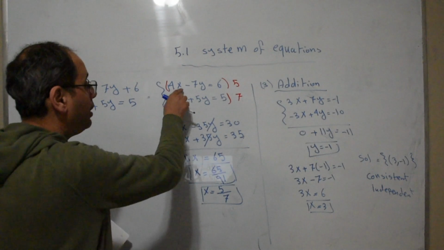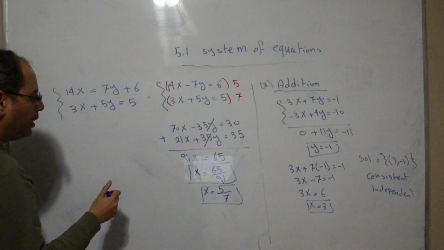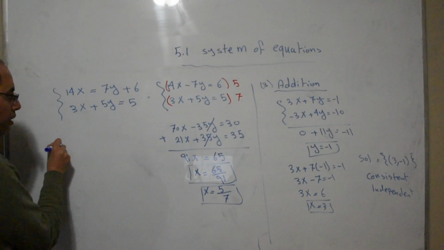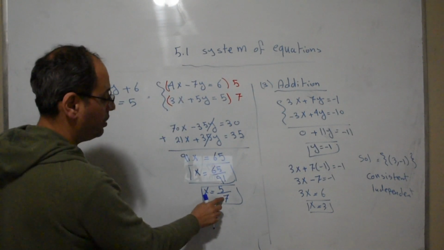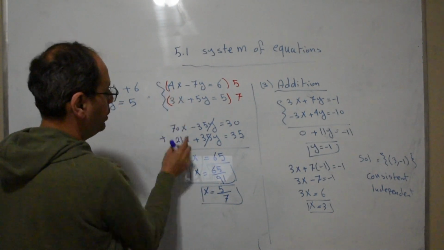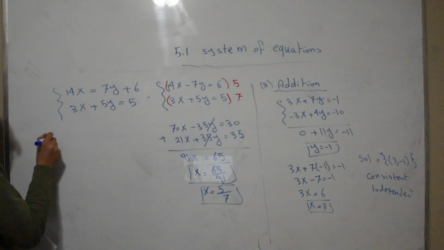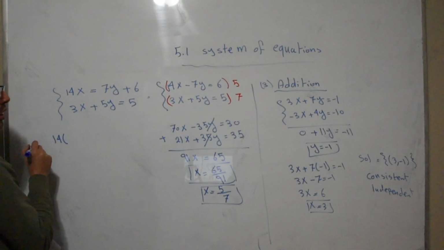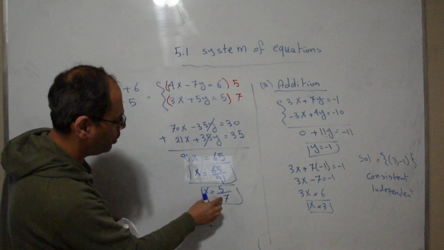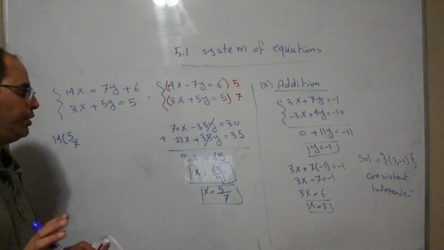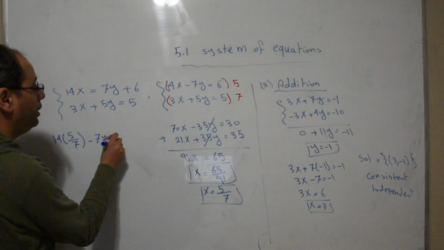Am I done? No, I have to get y. Let's get this y because this is the easier one. Actually, I like the first one. Why the first one? Because this is divisible by 7. So 14 divided by 7 is 2, so this is going to be easier. So I would say 14 times 5 over 7. While I'm doing it, I figured out I can cancel the fraction here, because I don't like the fraction. Minus 7y equals 6.